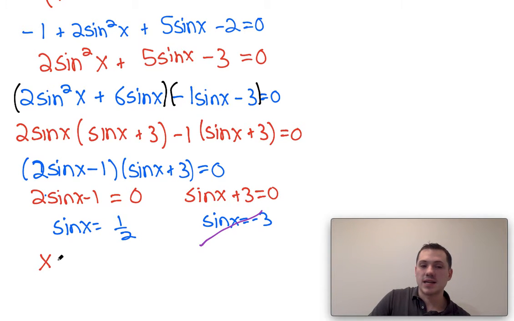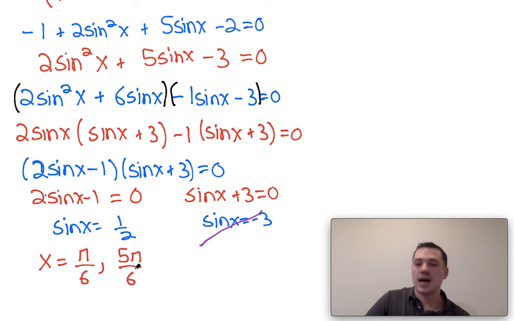Now, sine of x is going to equal 1/2 where x is equal to pi over 6, or where it's equal to 5 pi over 6. And if you don't understand that, go back and review the unit circle and some of the basic trig identities. So that's how you do the problem on the left.